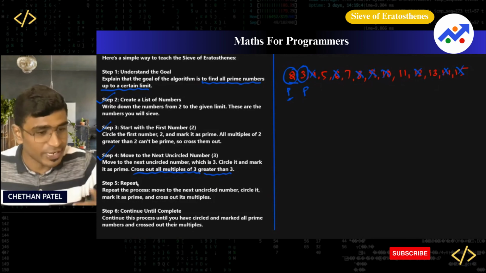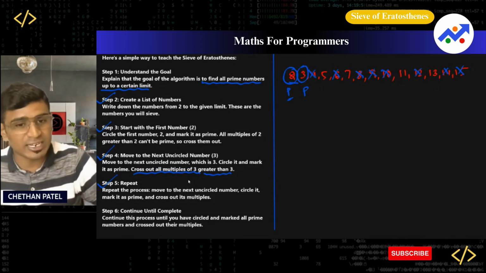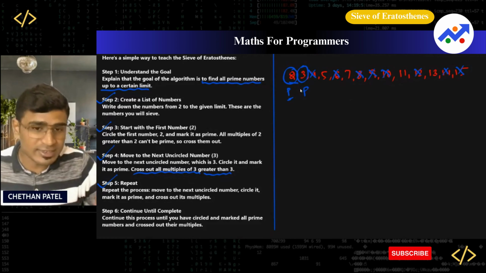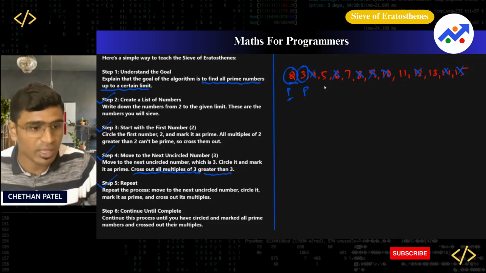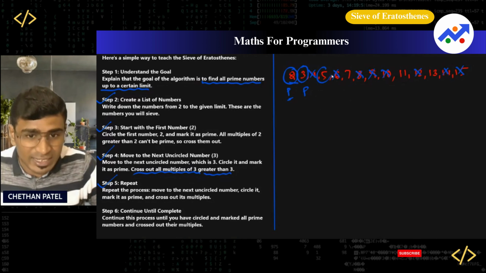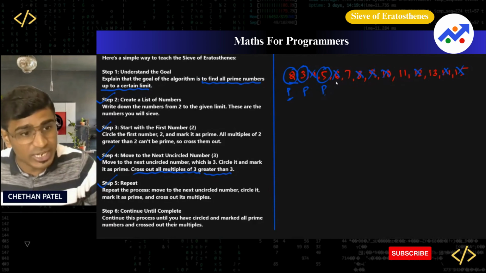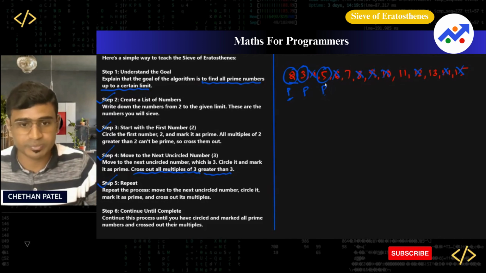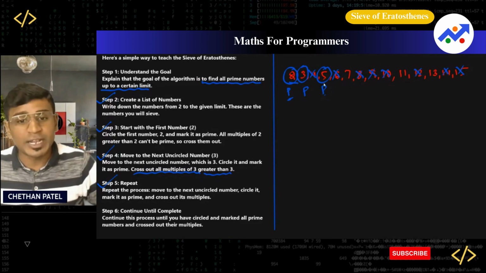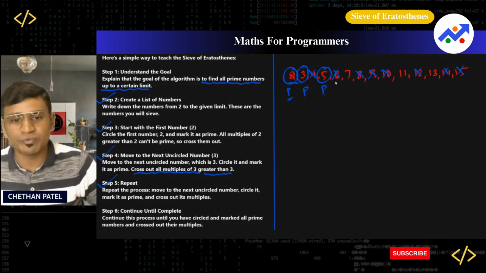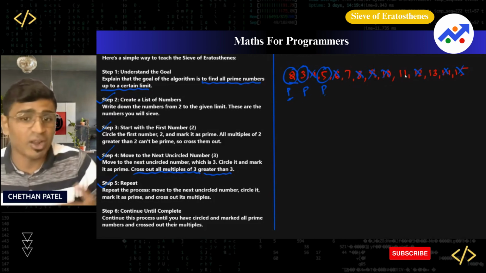Next, we need to repeat this step. Repeat the process: move to the next uncircled number. Now 2 and 3 are circled, and the next uncircled number available is 5. We need to circle this 5 and mark it as prime. And then we need to cross out all the multiples of 5. The multiples of 5 available to us are 10 and 15, which are already crossed out.